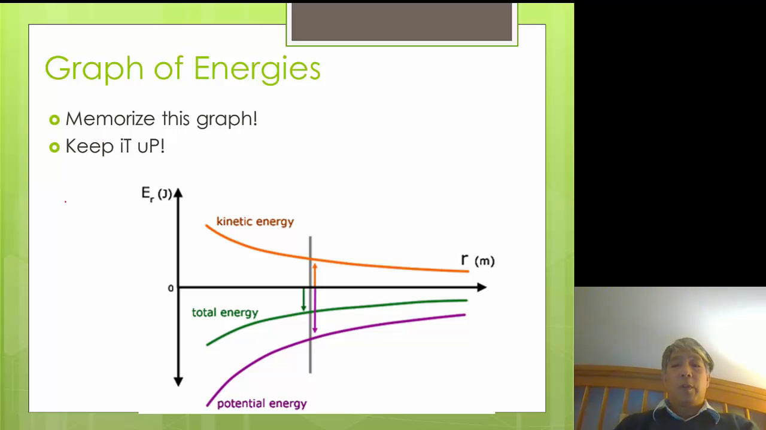This will help you decide a lot of things. If I have a circular orbit and I ask you which object is going faster, point A here or point B here, if you memorize this, the one farther away has less kinetic energy. If it has less kinetic energy, it must be going slower. Other aspects can also be derived from this graph. We'll see that as we go forward into doing some problems.